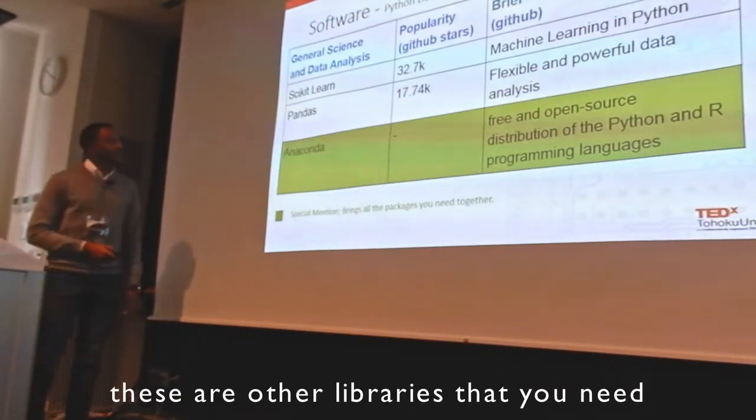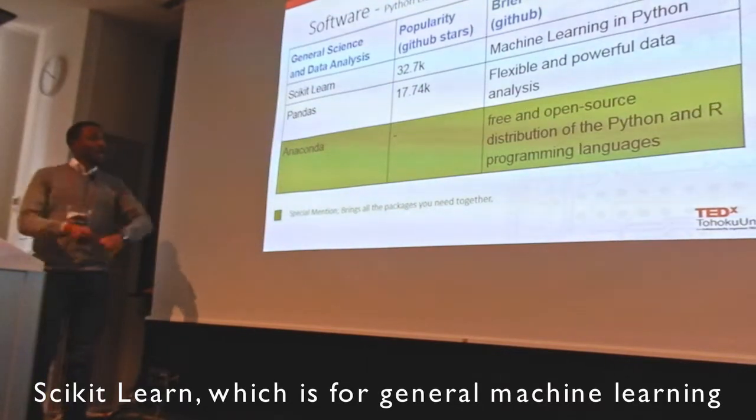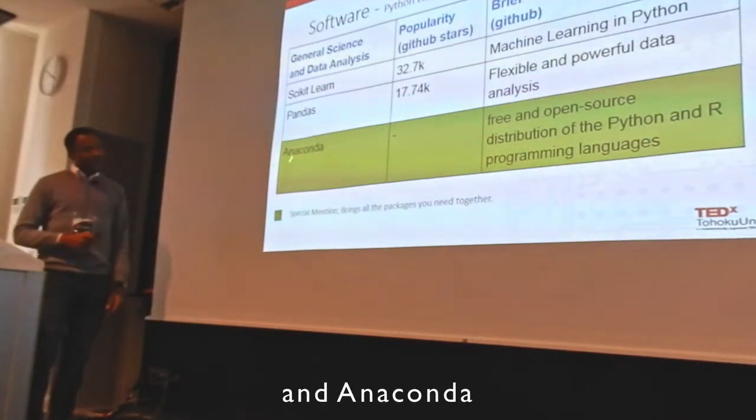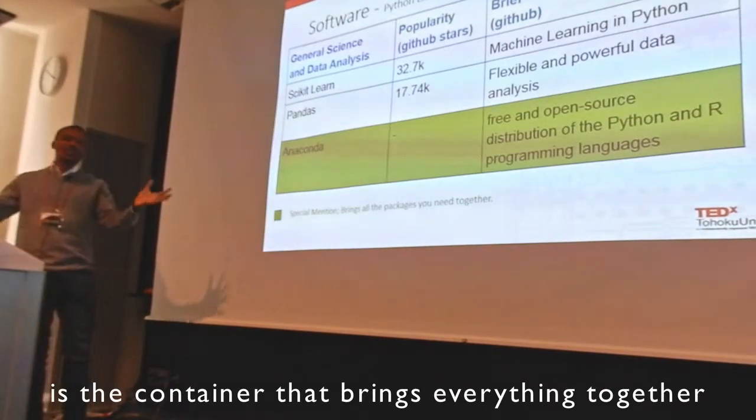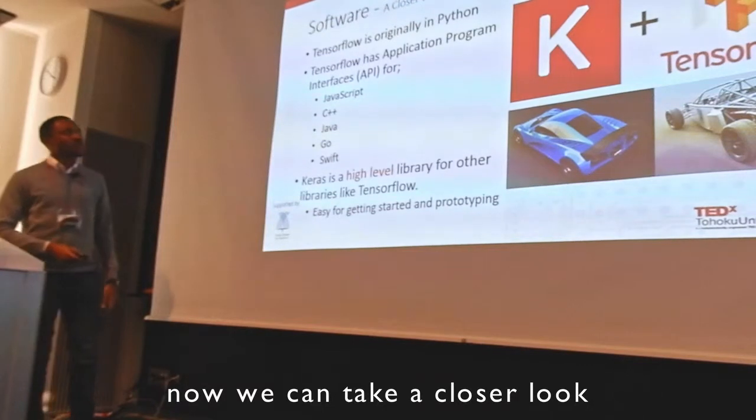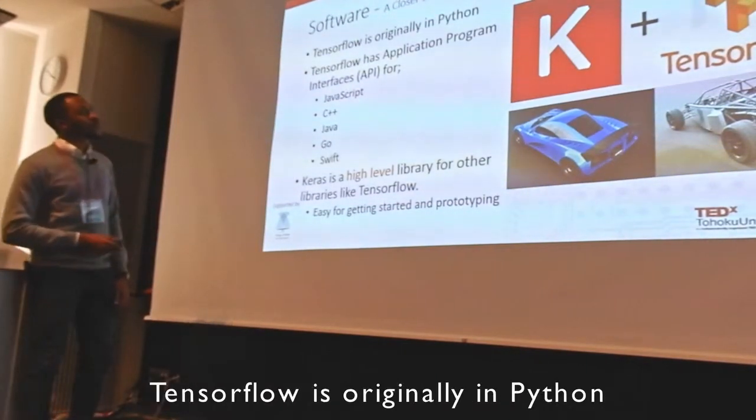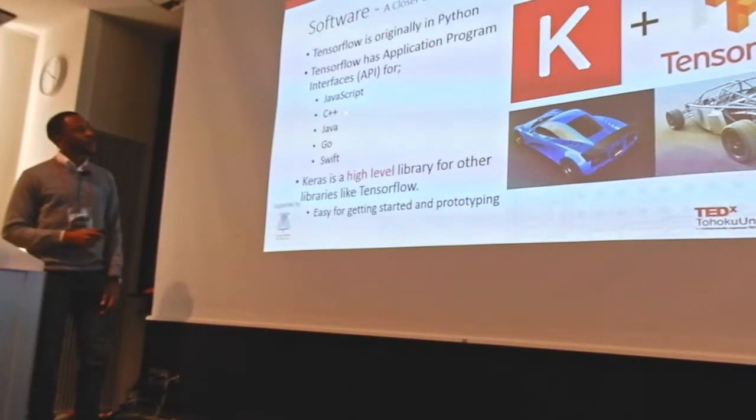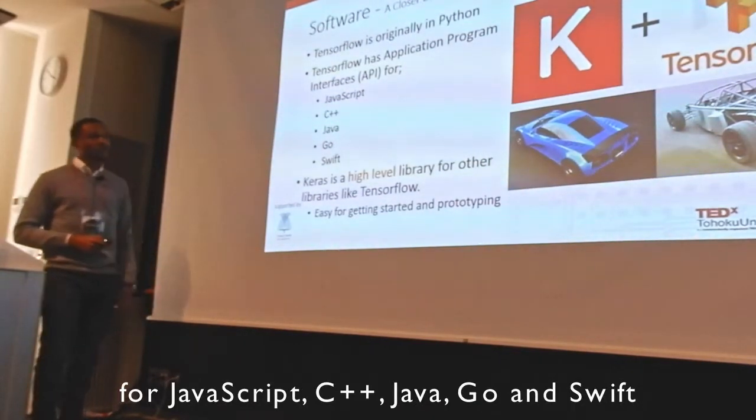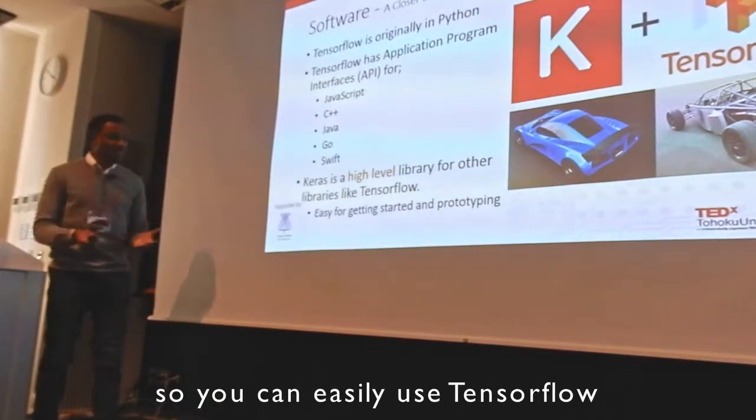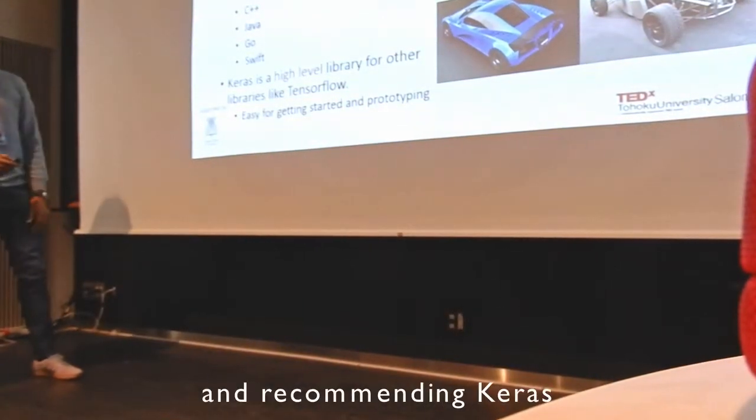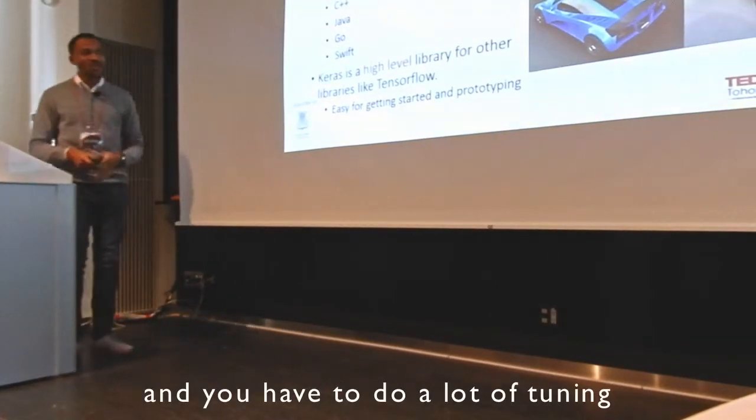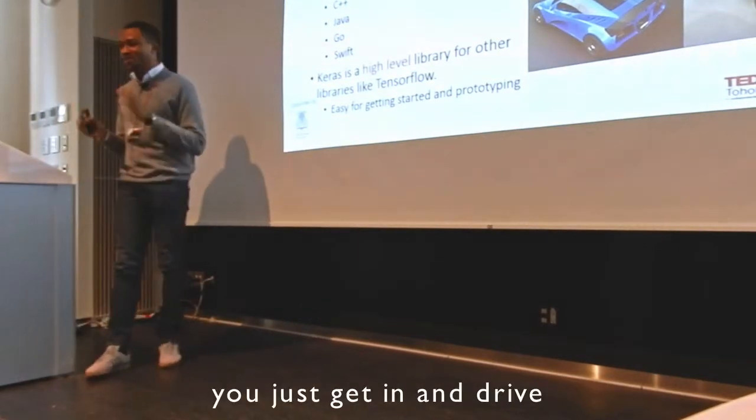And these are other libraries that you would need. Scikit-learn, which is general machine learning. Pandas for managing your data. And Anaconda is the container that brings everything together. Now, let's take a closer look at one or two of the frameworks. TensorFlow is originally in Python, and this is where I bring everyone together because TensorFlow has APIs for different languages: JavaScript, C++, Java, and Swift, so you can easily use TensorFlow in other languages. And I recommend Keras because it's high level. You can think of TensorFlow as the chassis of your car, where you have to do a lot of tuning, but Keras is the fully built car, just get in and drive.